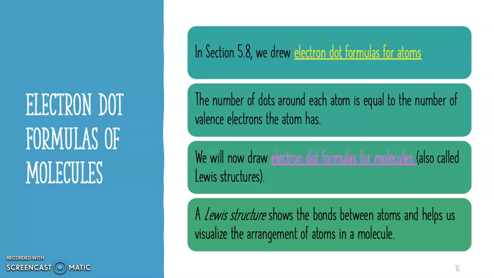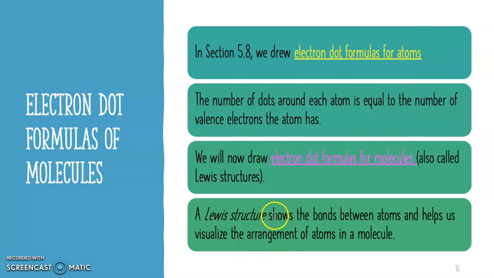In Chapter 5, you learned how to draw electron dot formulas for atoms, by placing dots around each atom. The number of dots represents the number of valence electrons the atom has. In this chapter, you learn how to draw electron dot formulas for molecules. It's also called a Lewis structure.